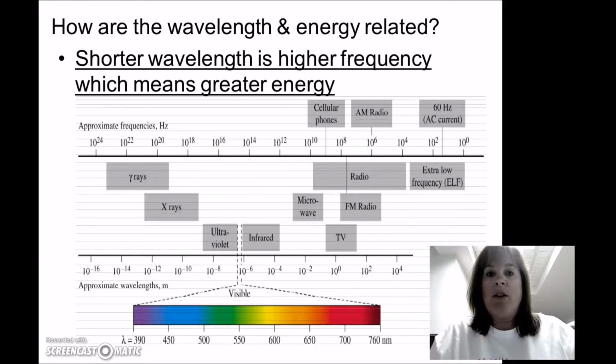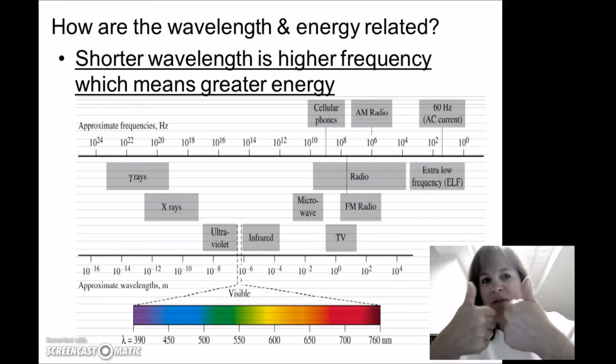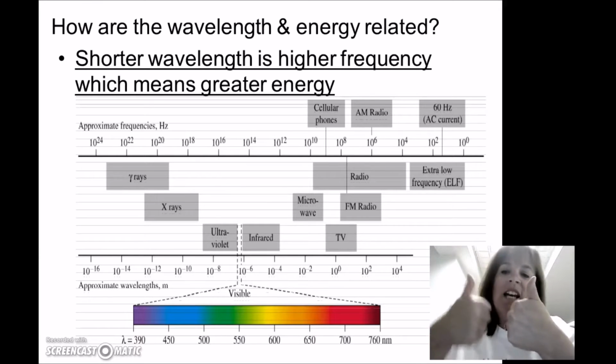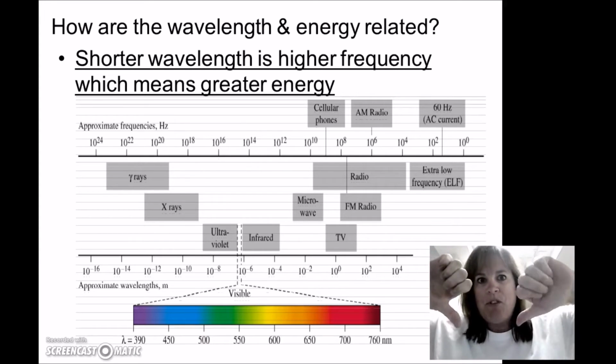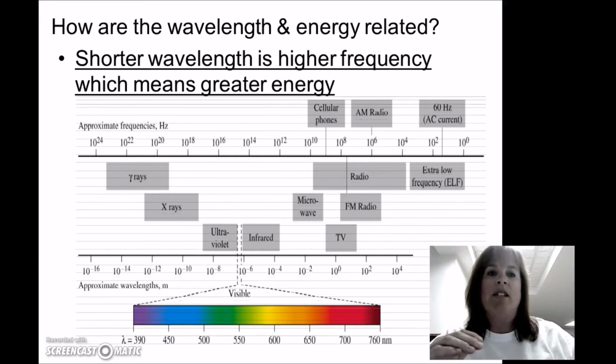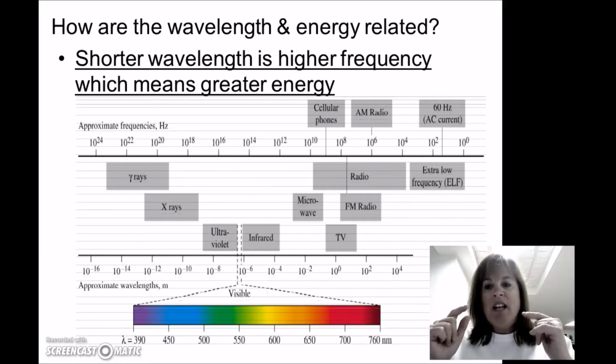And what does that mean about frequency and energy then? That means that frequency and energy are thumbs up. They both are related the same way, directly related to each other. So if I have a higher frequency, I get a higher energy. Or if I have a low frequency, I have a lower energy. So wavelength and frequency are inversely related, wavelength and energy are inversely related, but frequency and energy are directly related.